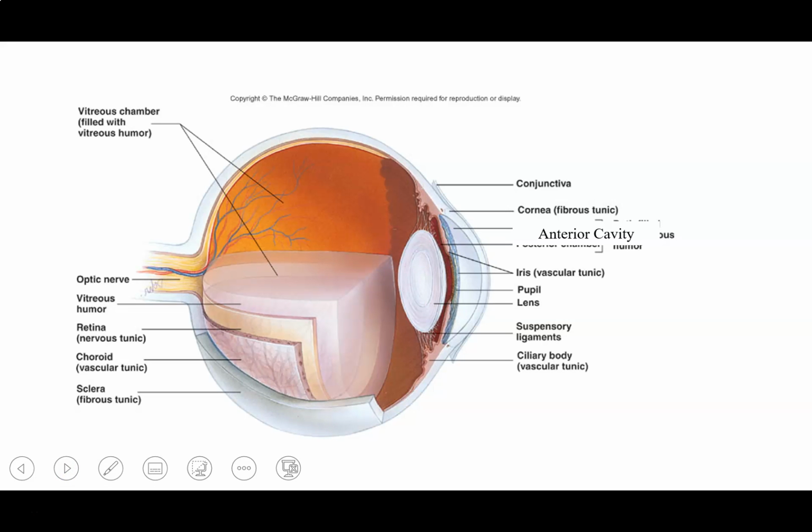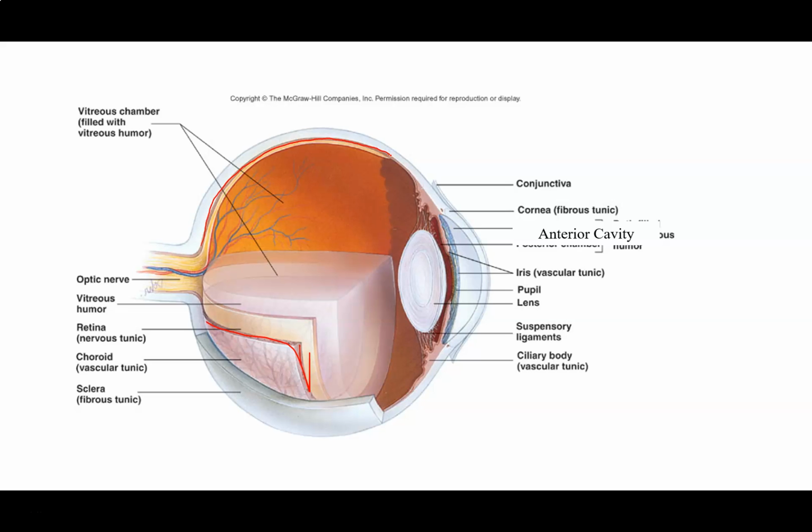So just to recap what we had looked at before, there are three layers that make up the wall of the eye. The outermost is the fibrous tunic, composed of the sclera and the cornea, which is the transparent anterior bulge. Internal to the fibrous tunic is a layer known as the vascular tunic, which includes the choroid, very thin here on the diagram between the white and the yellow.